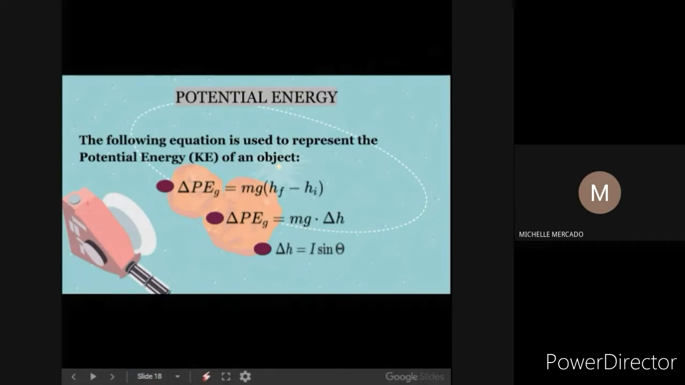Again, if you remember our lesson, the two types of potential energy are the gravitational potential energy and the elastic potential energy. Again, gravitational potential energy is the energy possessed by an object because of its position relative to others. Elastic potential energy naman is defined as the energy possessed by, or the ability of, an object to stretch and compress.